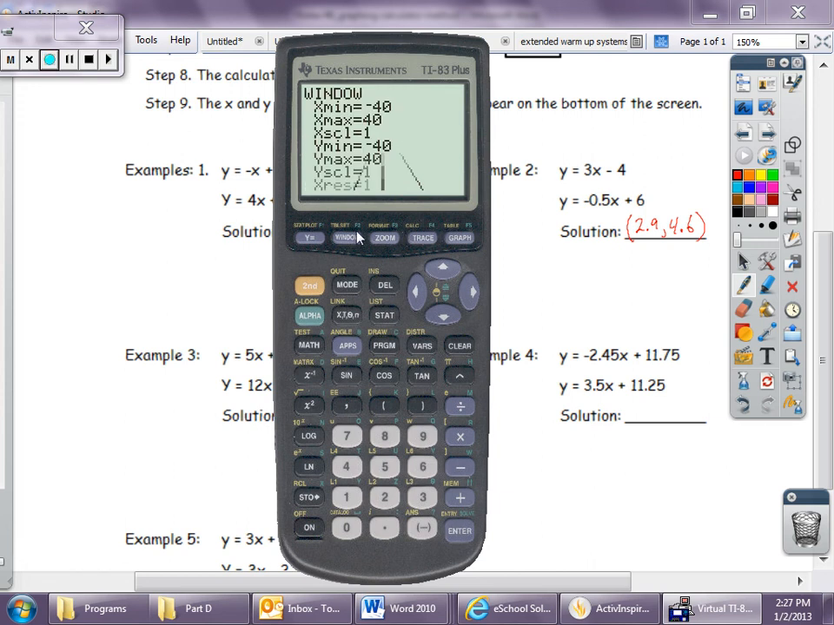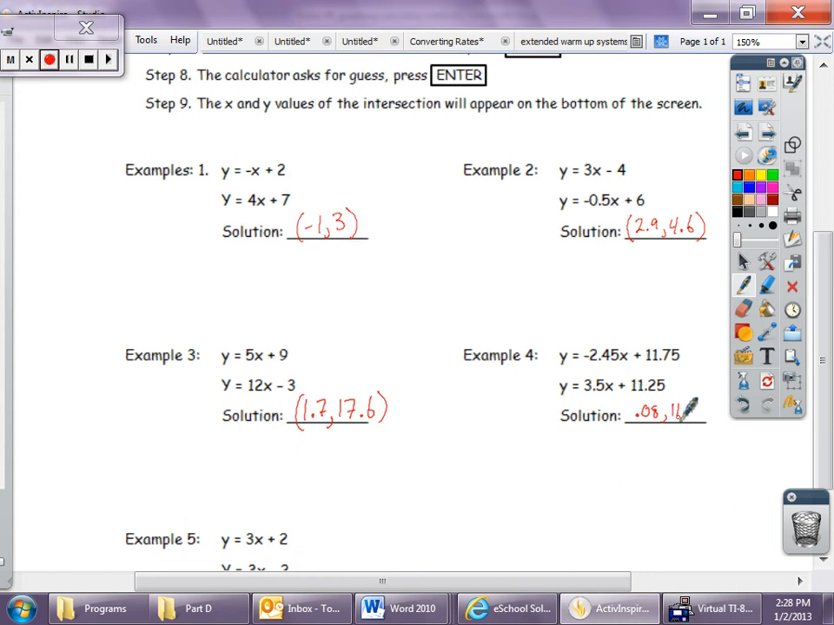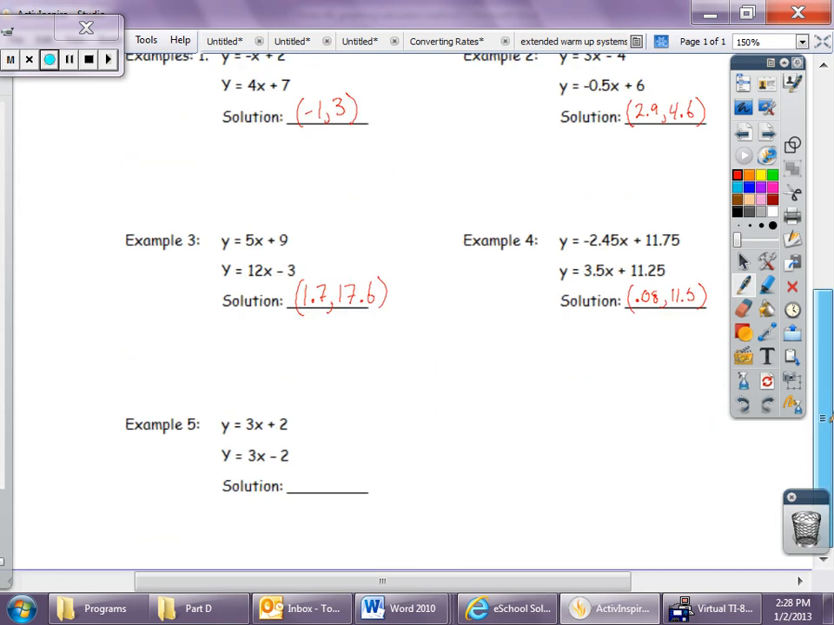If you go to your window, it made this 40 and negative 40, so it just made the window bigger. So it shows us where they intersect, so we can see that they intersect somewhere. The way we find this out is we go to second trace. We want number 5 intersect. First curve we hit enter. Second curve we hit enter. Guess we hit enter. And it tells us they intersect at 0.08 and 11.5. So the x value is 0.08. The y value is 11.5. So the intersecting point is 0.08, 11.5.